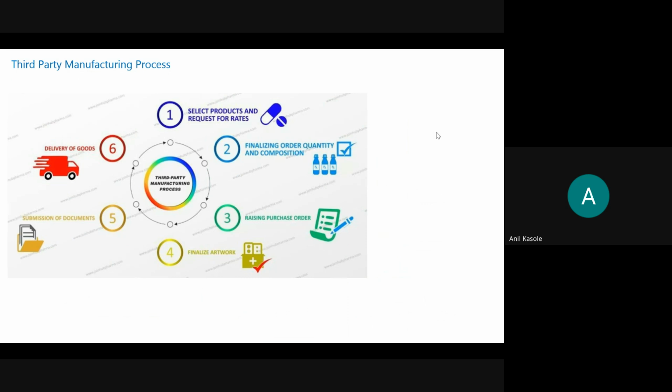This is one of the processes for third party. So I think this is just for the knowledge quickly. It will start with the request. Again, what is third party we saw in the first slide. It also belongs to contract manufacturing, so it's a service industry. So they take a product and request for the rates, finalize the quantity, make the purchase order, artwork, again mainly for the packaging work, and then product documentation and delivery of the product.